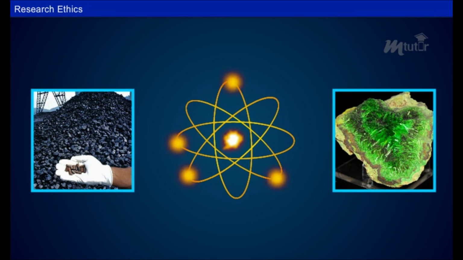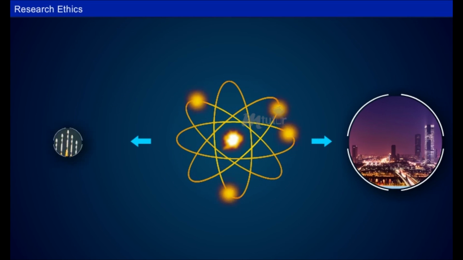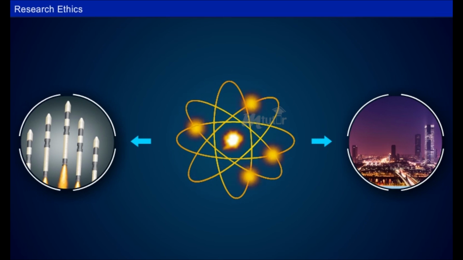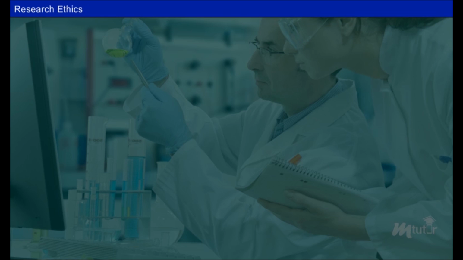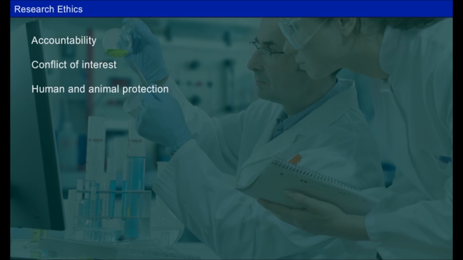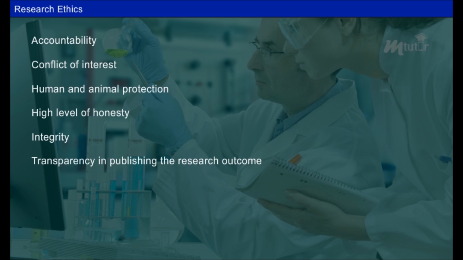Any material can be used for both constructive and destructive purposes. For example, nuclear energy can be used to produce electricity and also nuclear weapons. Useful research should be done observing accountability, conflict of interest, human and animal subjects protection. Researchers must have a high level of honesty, integrity, and transparency in publishing the research outcome, following ethical standards and code of conduct.